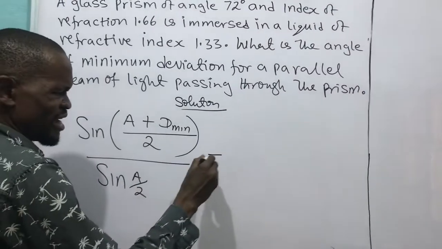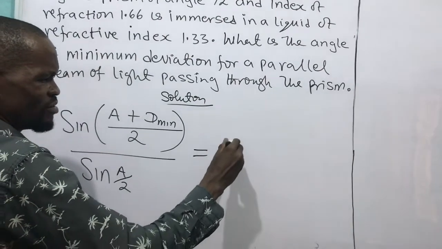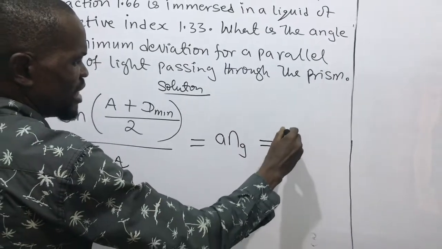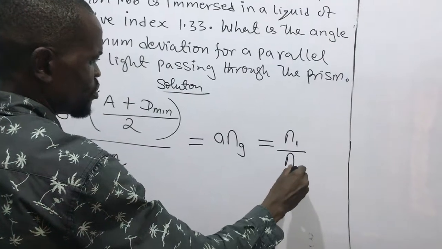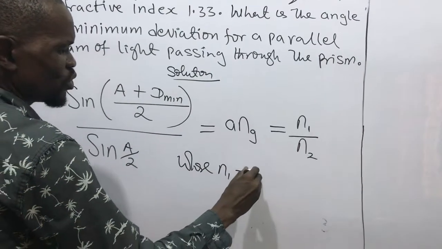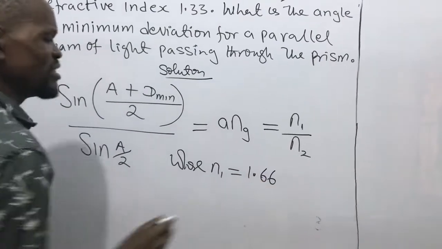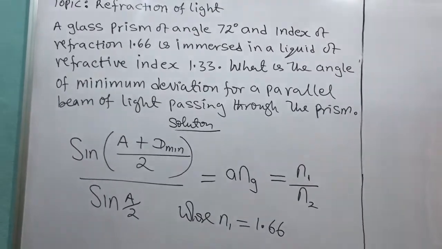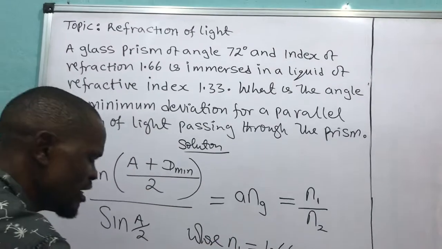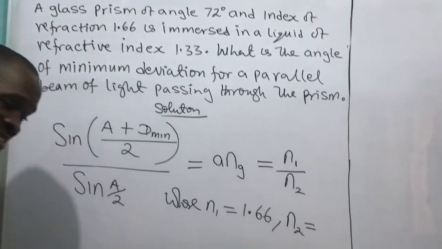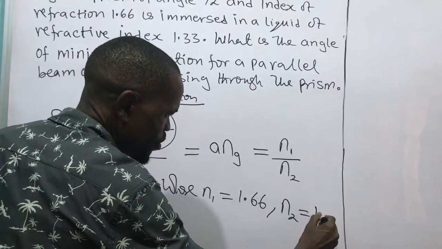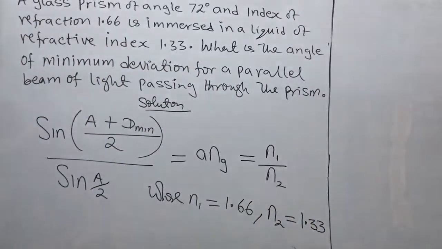Then the angle of refraction is equal to the refractive index from air to glass, which simply means n1 all over n2, where n1 is the refractive index of the prism, which we already know. Then n2 becomes the refractive index of the second medium, where we want to put the prism. We want to insert the prism in a liquid, which means the refractive index of the liquid is 1.33, which is given.